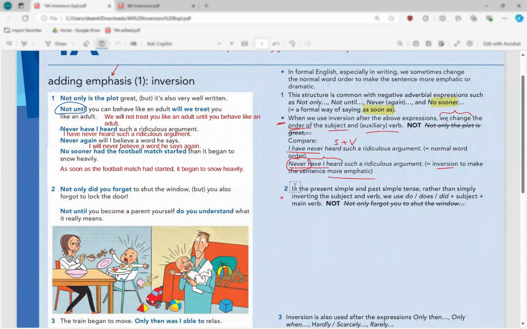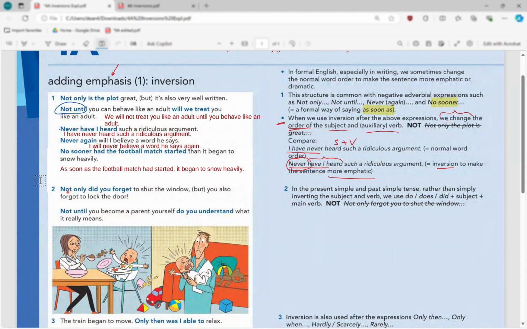Second point, it says what here? Present simple and past simple. How are we going to make the inversion? So if I want to make inversion for present simple and past simple, as we said earlier, we need to follow the question structure rules. Like how I make questions for present simple, I use do, does. What about for past simple? I say did, auxiliary verbs. The same rules will apply for inversion.